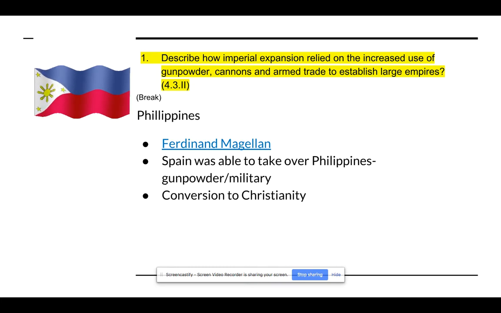Manila became very rich and diverse with more than 40,000 people, 3,000 of them being Japanese and 20,000 of them being Chinese. So you're getting a lot of this trade that's going on between these groups along with the Spanish. But once again, it's the result of gunpowder that they were able to obtain this. The Spanish were.